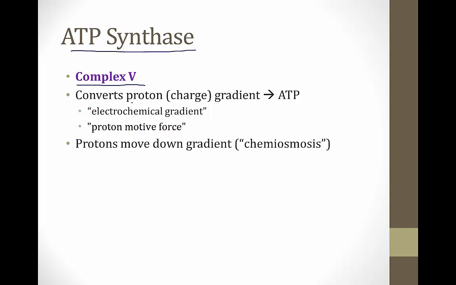And it converts the proton gradient, which is really an electrical charge gradient, into ATP. This is called using an electrochemical gradient to drive the synthesis of ATP. It's also sometimes described as a proton motive force. The protons are essentially moving down their concentration gradient. They are concentrated in the inner membrane space, and they are diffusing through ATP synthase into a place where they are less concentrated. This process is sometimes called chemiosmosis.